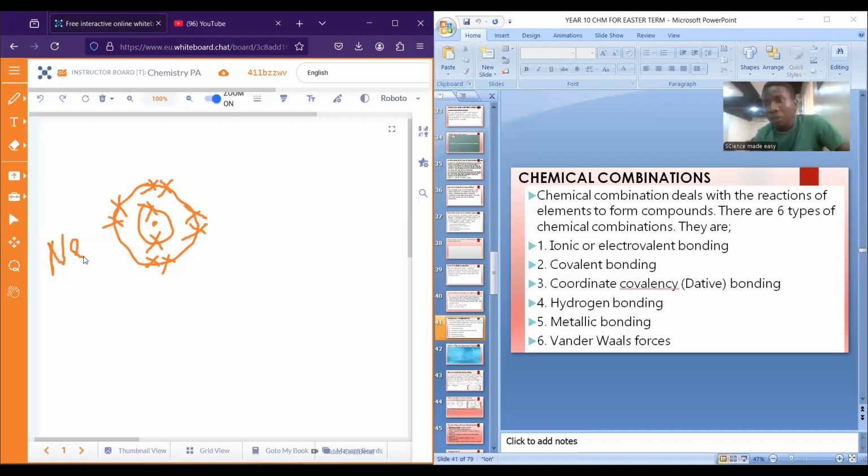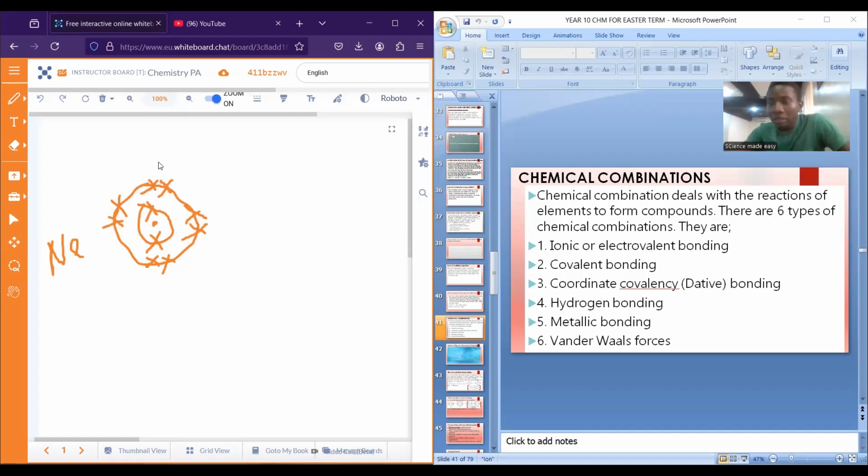The purpose of chemical combination is so that all the elements can have a complete, stable structure. They can form a stable octet and duplex structure. So you can see this one now: there is no reason why it will participate in chemical combination because all the electrons are complete. The purpose of chemical combination is so that we can combine elements together.